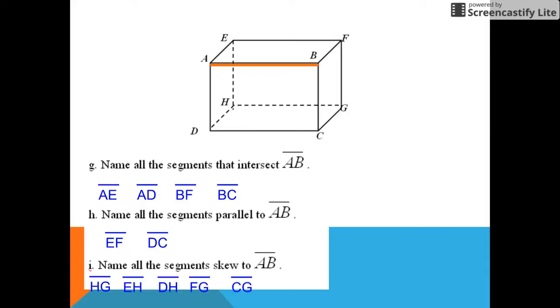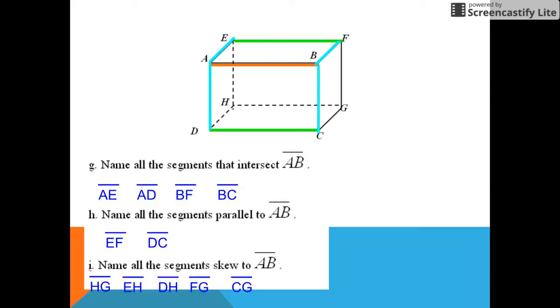On this slide, it looks like not all my animations are working, but you can still see the answers to each question. All segments that intersect AB: so this is any segment that meets AB at some point. So segment EA, segment AD, segment BF, and segment BC, you can see all intersect that segment AB. Then any segments that are parallel to AB are ones that are in the same plane and don't intersect. So that's segment EF and segment DC. Segment HG will not intersect segment AB, but it's not in the same plane, so it is not considered parallel.